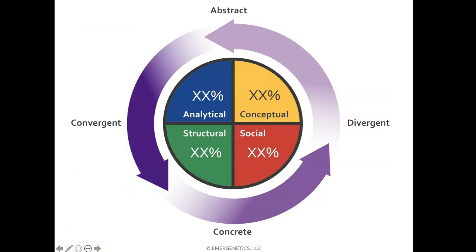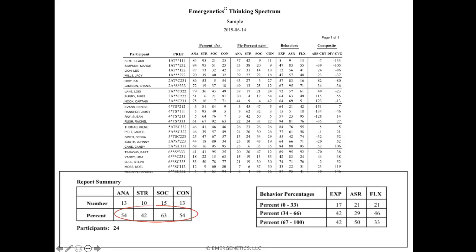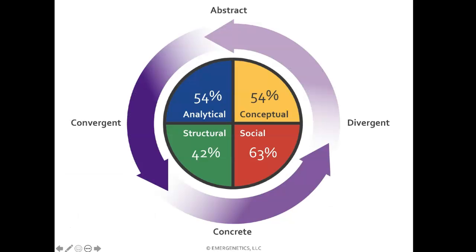For the final slide, reference the Thinking Spectrum report summary to find the percentages for each thinking attribute. In this example, 54% have an analytical preference, 42% have a structural preference, 63% have social as a preference, and 54% have a conceptual preference. Here is the slide with the percentages included.